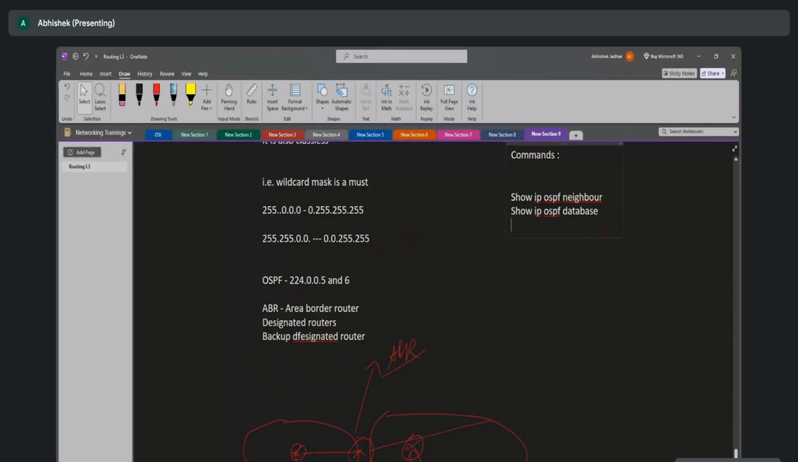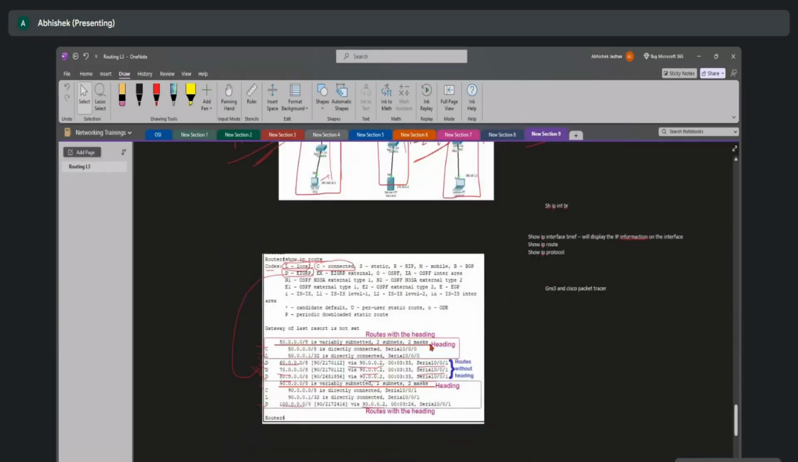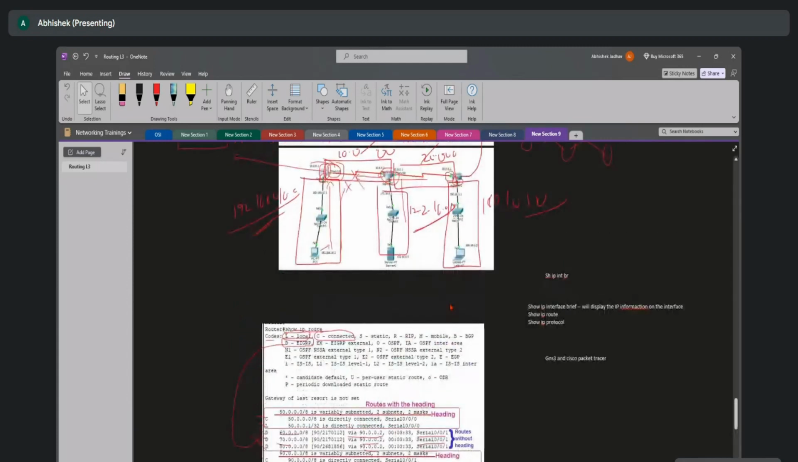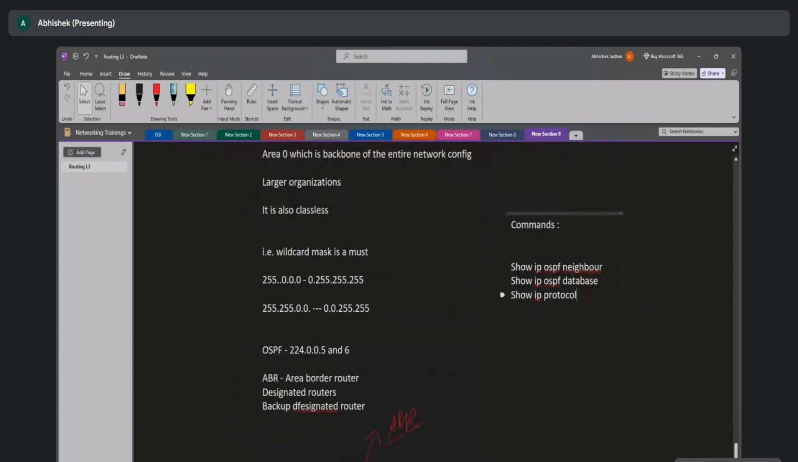right? And obviously the basic command which we learned earlier, show ip protocol. Once you do this, you will get the information like this. And in that you will see for OSPF like O. If it is an inter area, then it will be IA. If it is an external type, then it will be N1, N2, E1. So these are some things which are really complex and will only be seen in a very big organization, right? So these are the basic things and commands related to OSPF.